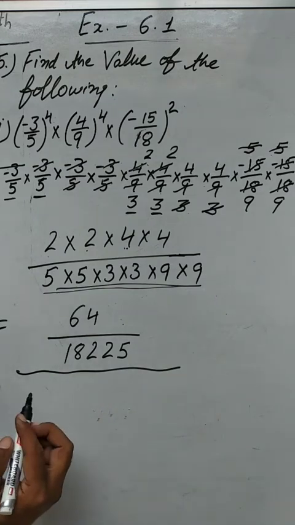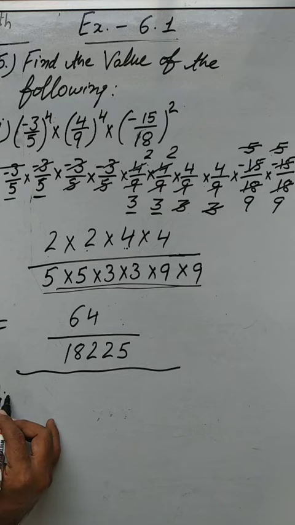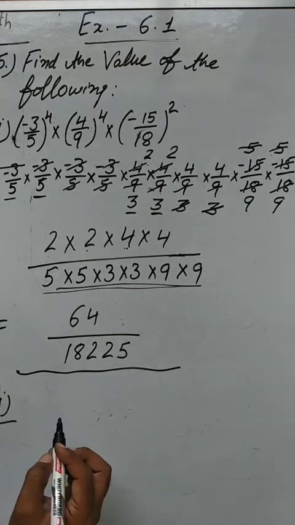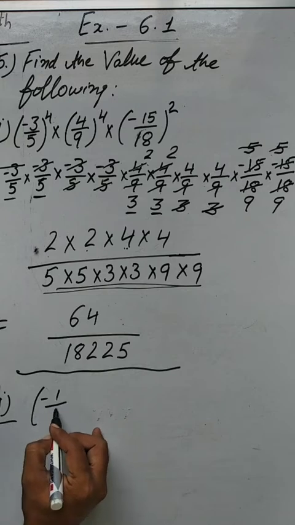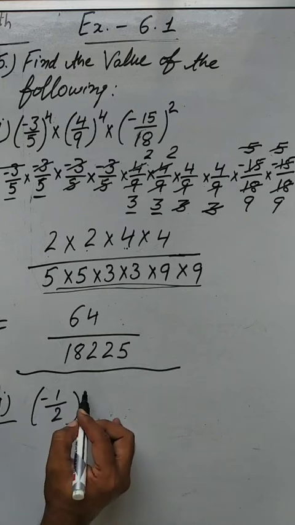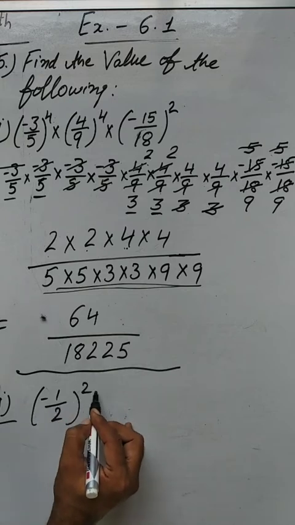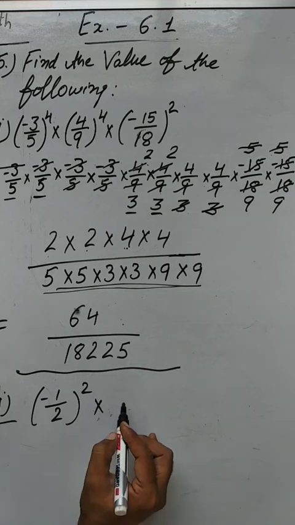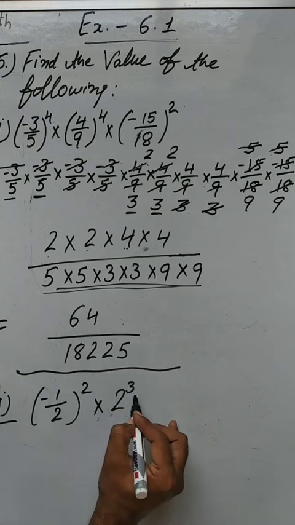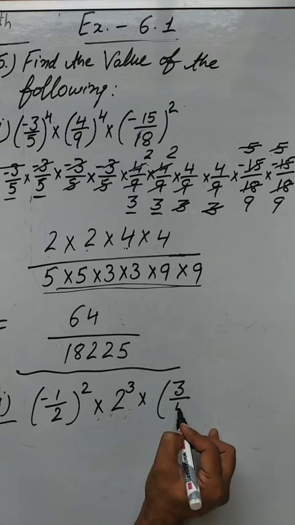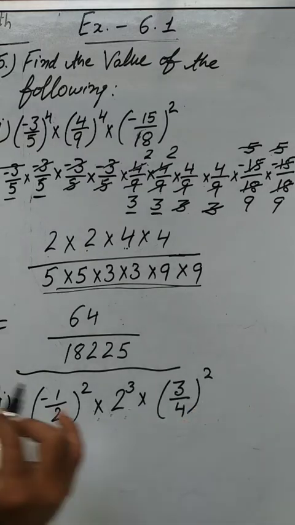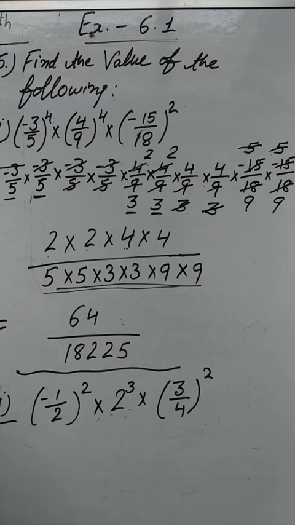Okay beta, and its first part, you have to try by yourself. First part is minus 1/2 raised to power 2 multiply 2 raised to power 3 multiply 3/4 raised to power 2. Try it by yourself. I'm sure you will solve it very easily.